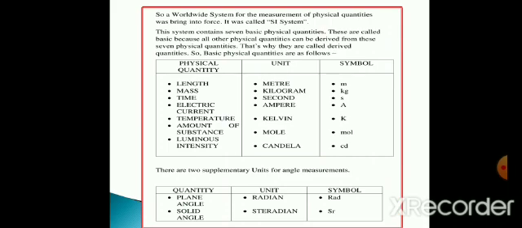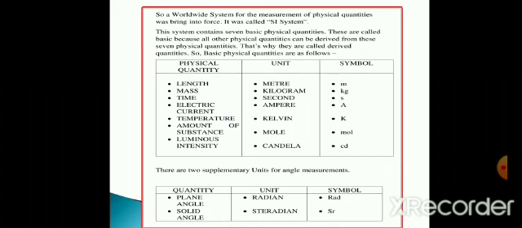Hence, the 7 fundamental units are meter, kilogram, second, ampere, Kelvin, mole and candela. The symbols of these fundamental units are given in the third column.